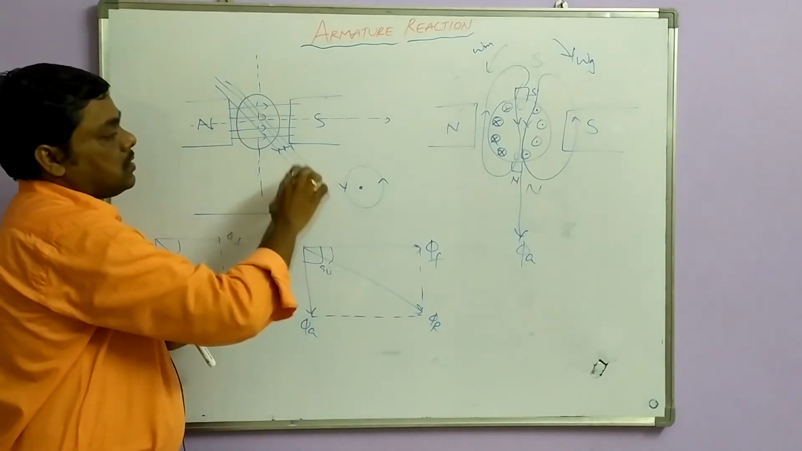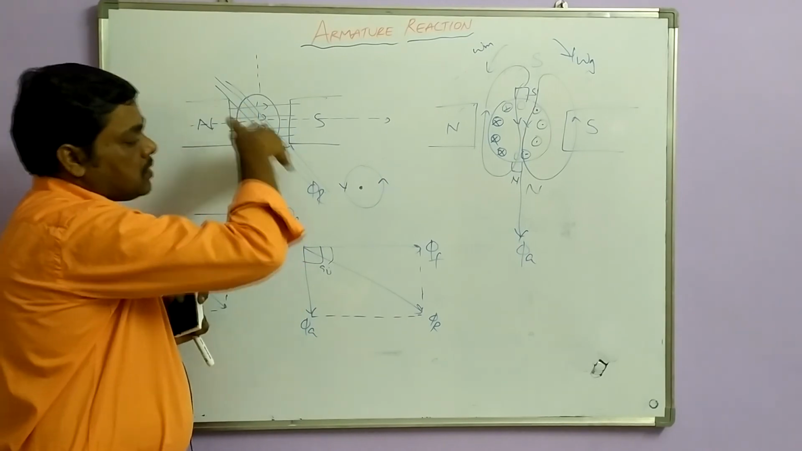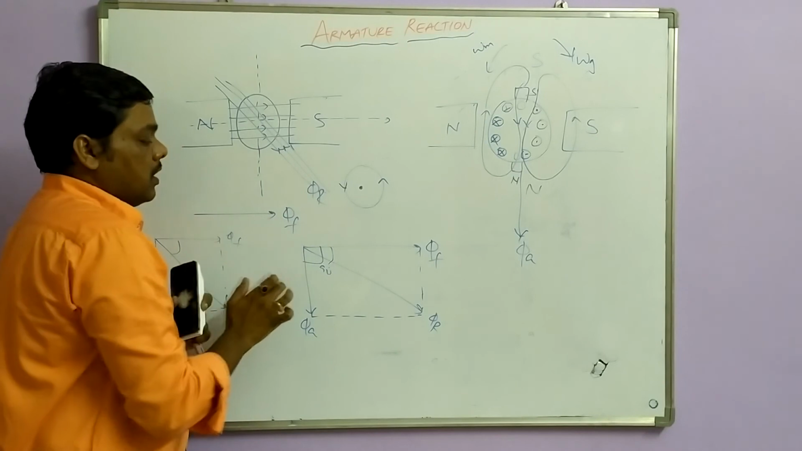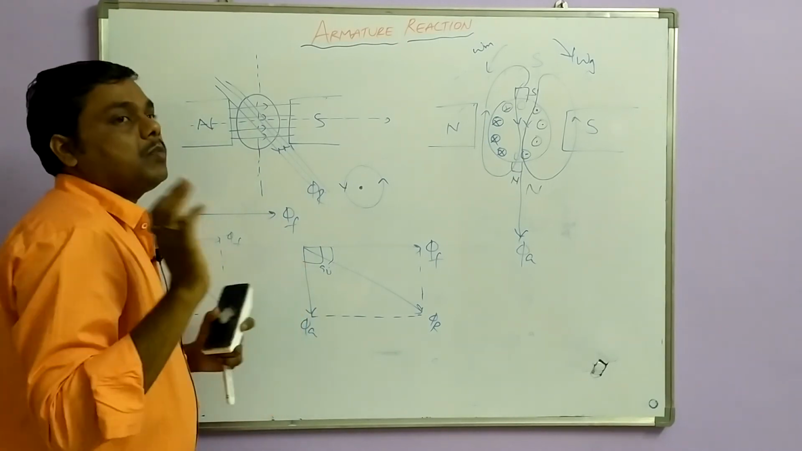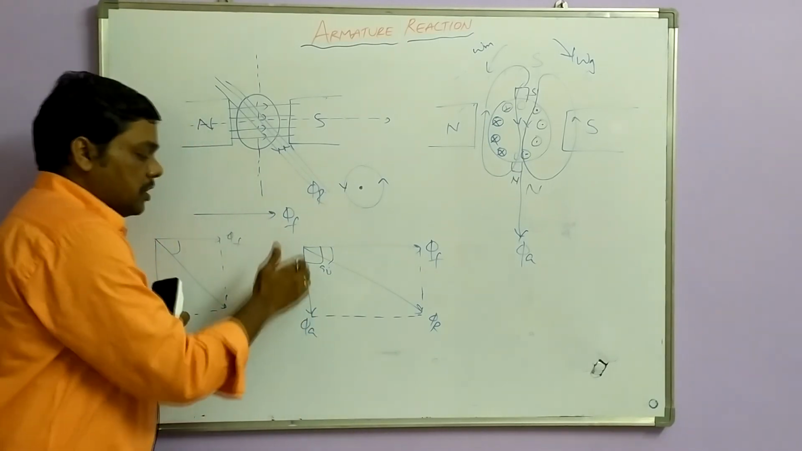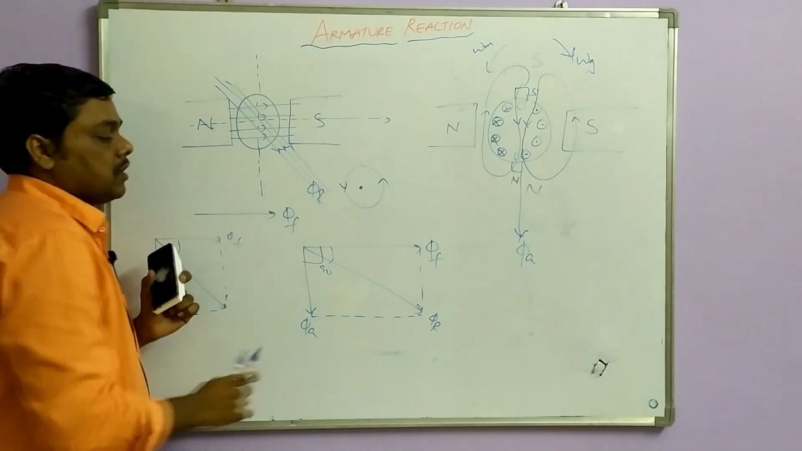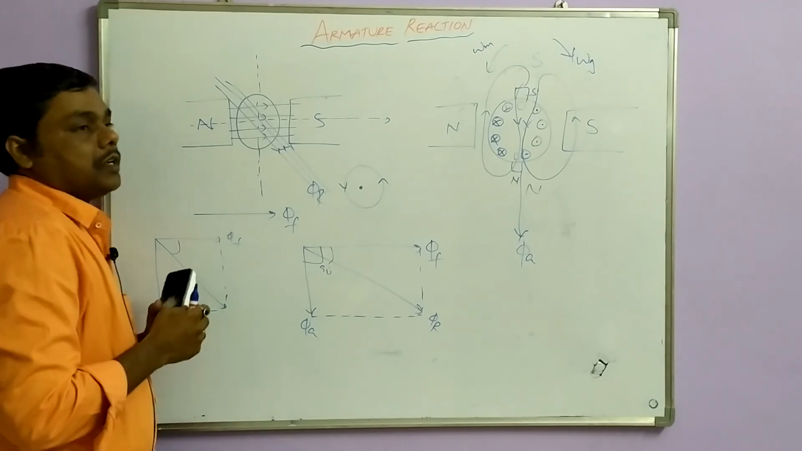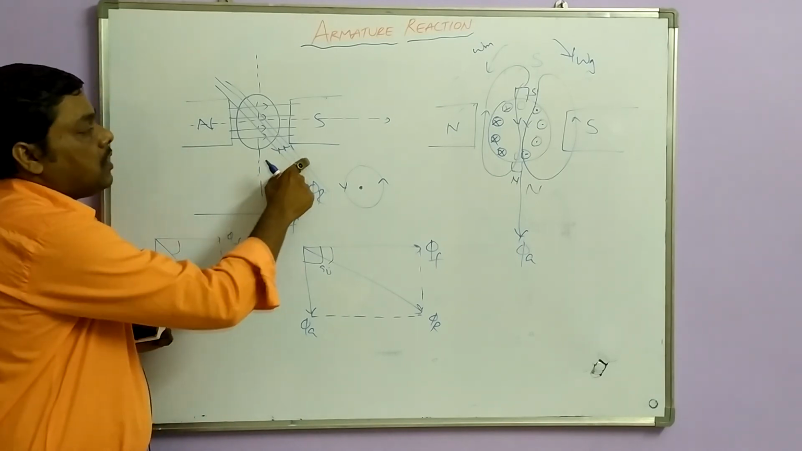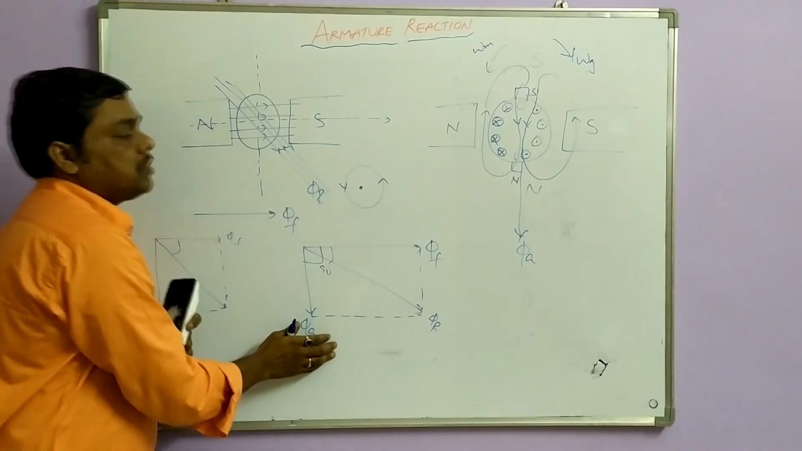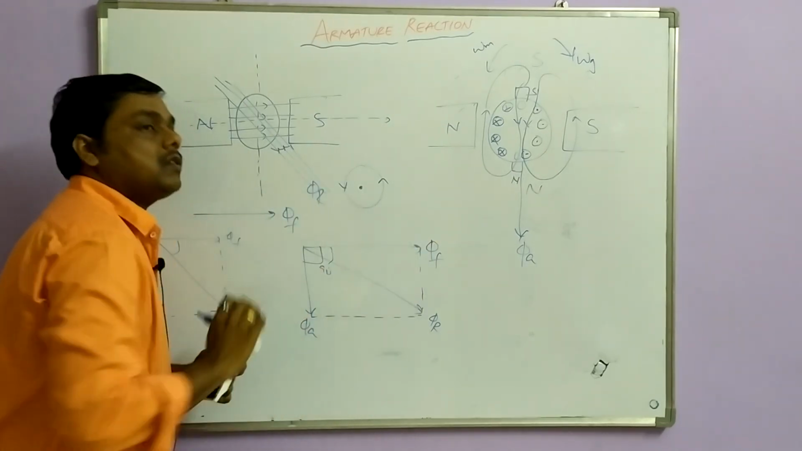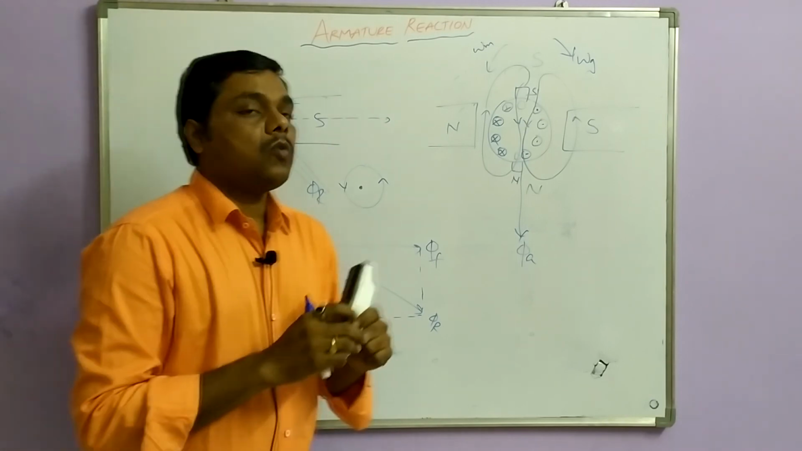So the resultant flux is in this direction and your field flux is fixed here, and your armature current always depends upon the load, whether it increases or decreases, so the resultant flux also changes. Then what is the effect of this armature on the main field flux? So then what is the resultant flux? That's what we have to discuss.